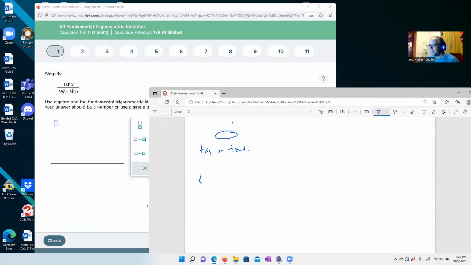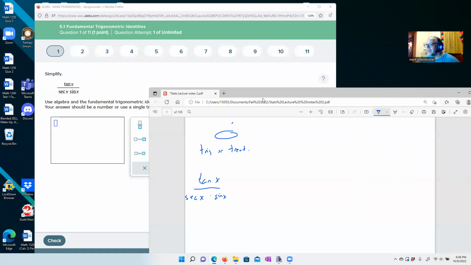So here we have the tangent of x divided by secant of x, times sine x. Okay, so what's this going to do for us? We're going to say, well, usually your best bet for solving any of these things is to change everything into sines and cosines and hope for the best.